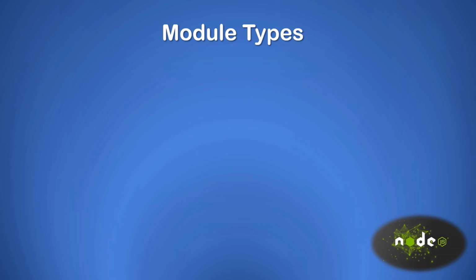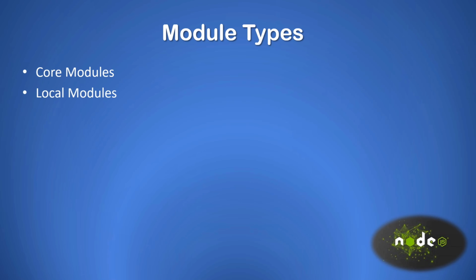Now let me explain the different types of modules we have. There are basically three types of modules. One is core modules. Core modules are your inbuilt modules, provided by Node.js itself, and we can use them directly in our code by using a simple require functionality. Then you can use all the methods or properties associated with that module. That is about the core modules.